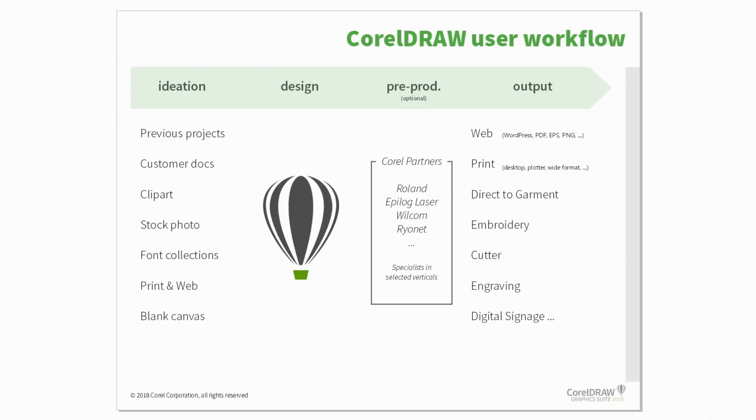And depending on the industry, you might use tools from third-party partners such as Roland, Epilog, Wilcom, Ryonet, who specialize in selected solutions for the needs of large format printing, vinyl cutting, engraving, etc., or embroidery design. Leveraging the capability of design, you can then go everywhere and output to any medium, from the small logo for the web page or card, to printing locally on a wide format printer or on huge billboards, to direct-to-garment, embroidery, cutters, engravers, digital signage. The possibilities are endless.